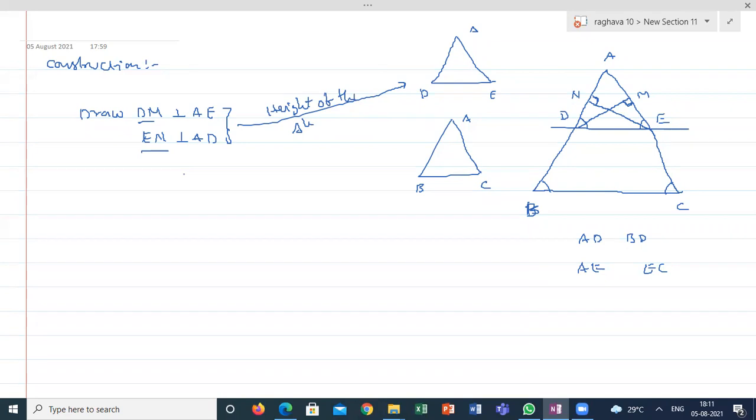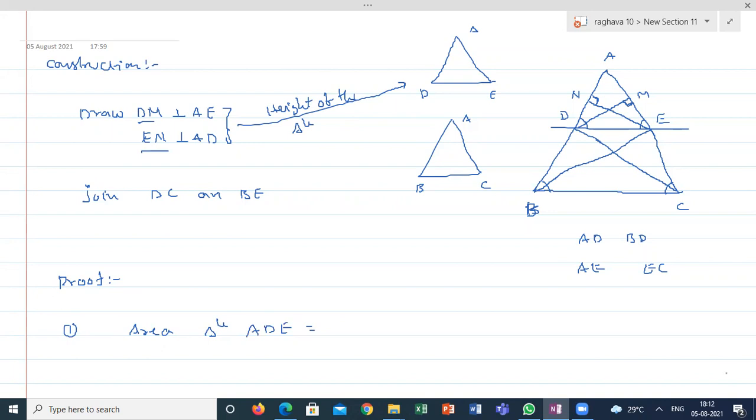Now I'm taking one more construction. I'm joining DC and BE. So the second construction is to join DC and BE. Now it is ready to prove certain things. First one: find the area of triangle ADE. What is the area of the triangle ADE from these constructions, guys?